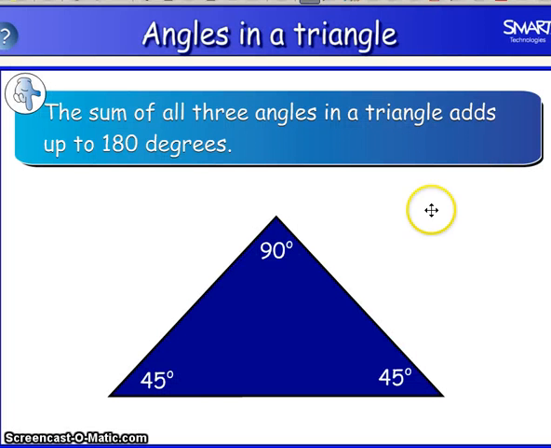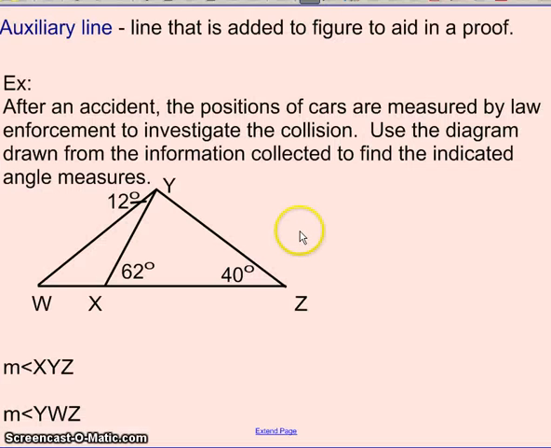First thing we need to discuss, and it was in the first section also, is that the sum of all 3 interior angles of a triangle will add to equal 180 degrees. So it doesn't matter which type of triangle it is, all the inside angles are always going to add to equal 180 degrees. An auxiliary line is a line that is added to a figure to aid in a proof. So if you have to add a line in somewhere for a proof, you may do so.